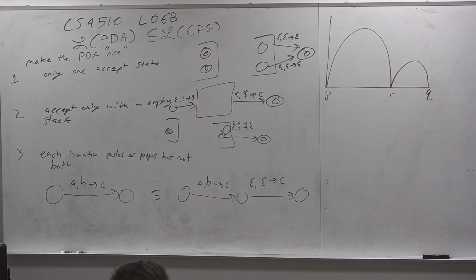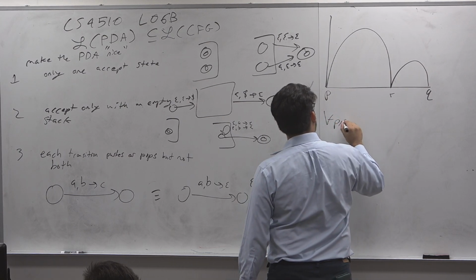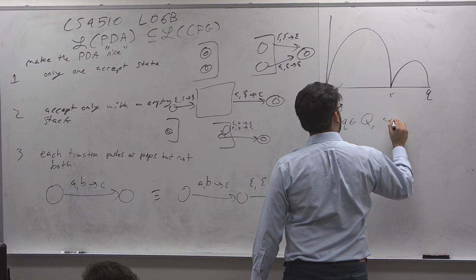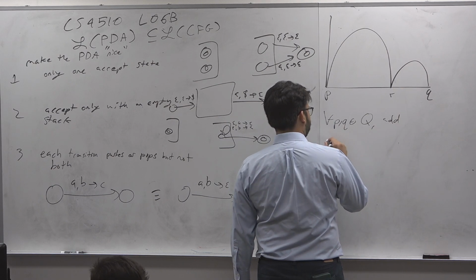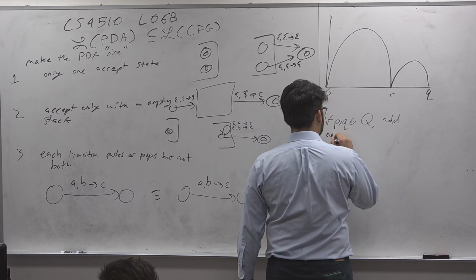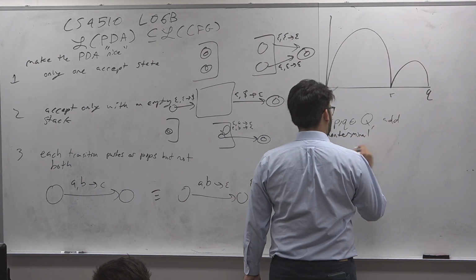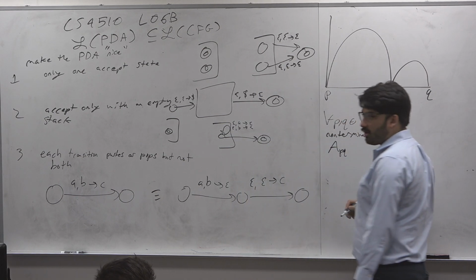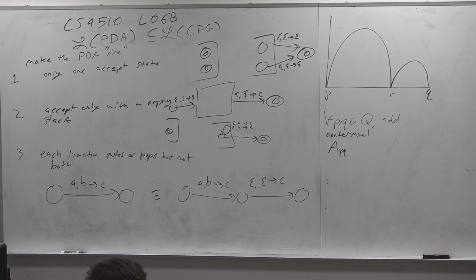So we want the PDA to, we want to somehow capture this in the transitions of our grammar. But how are we going to simulate these kinds of behaviors in our grammar? Basically what we're going to have is, for all P, Q, which are states, add a non-terminal A_PQ. So we're going to add a pair of non-terminal. For every pair of states, we're adding a non-terminal, A_PQ.